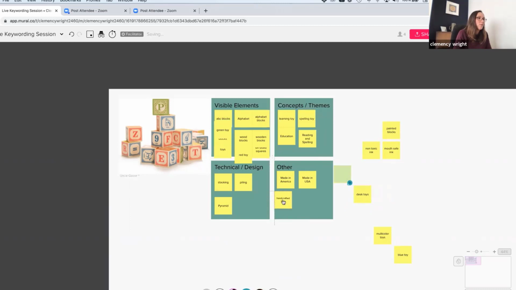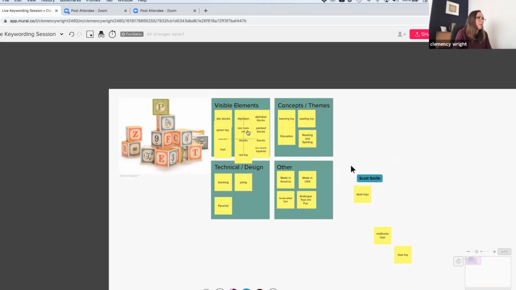So we've got some keywords around the heritage of the toys, which I understand for this particular brand is a very important thing. We would want to add these as keywords because that helps them become searchable. And as I say, a lot of keywords around how they look, to describe the actual visible element of the block.